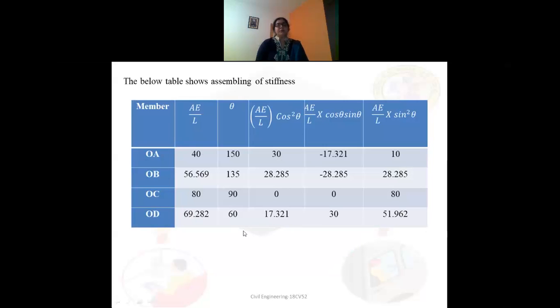So whenever you are measuring the angle while doing the analysis of truss, you have to measure in the anti-clockwise direction. Okay, then once you know the AE by L value and theta value for each member, you can calculate AE by L cos square theta, AE by L cos theta sin theta, AE by L sin square theta. Once you calculate this, you have to write the stiffness matrix.